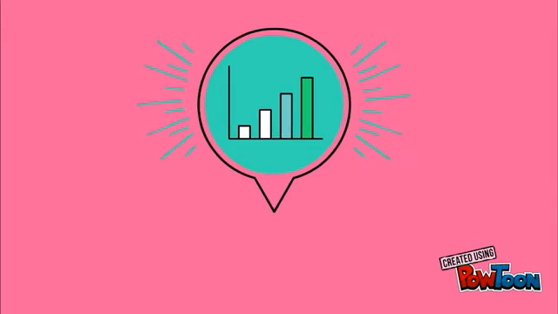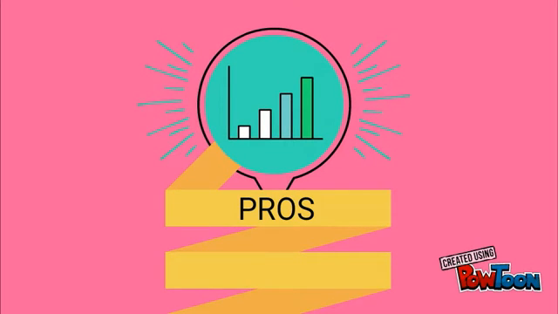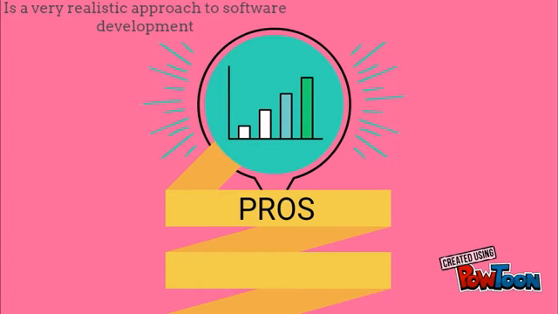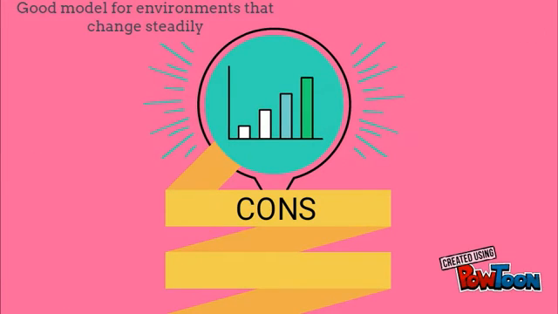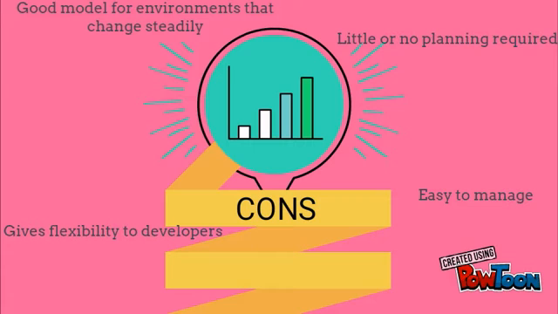However, compared to the other methodologies, the Agile model has the pros outweighing the cons. Like, it is a very realistic approach to software development, promotes teamwork and cross-training where resource requirements are minimum, and delivers early partial working solutions, is a good model for environments that need change, needs little or no planning required, easy to manage, and gives flexibility to developers.